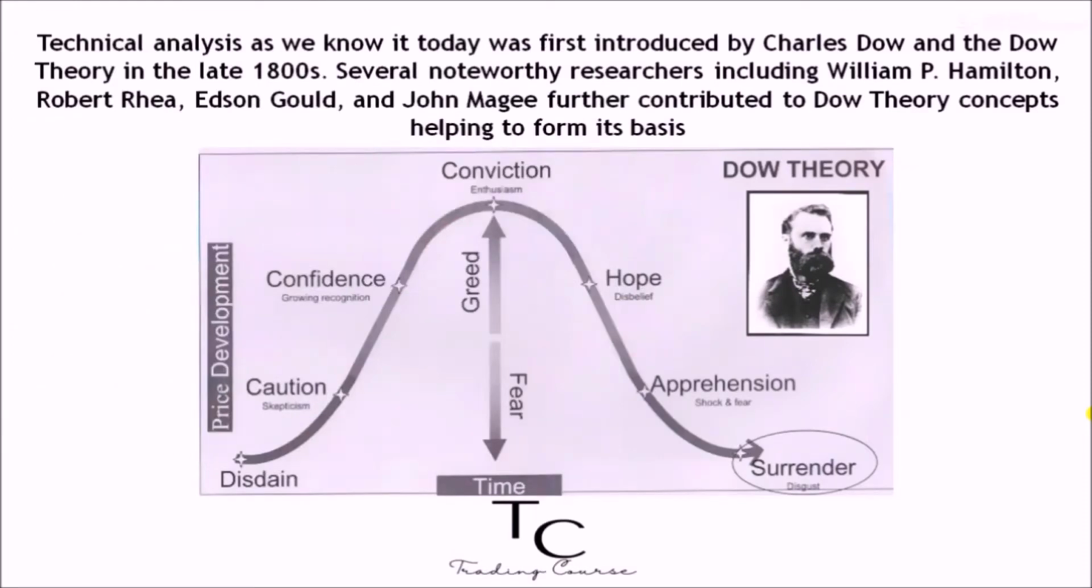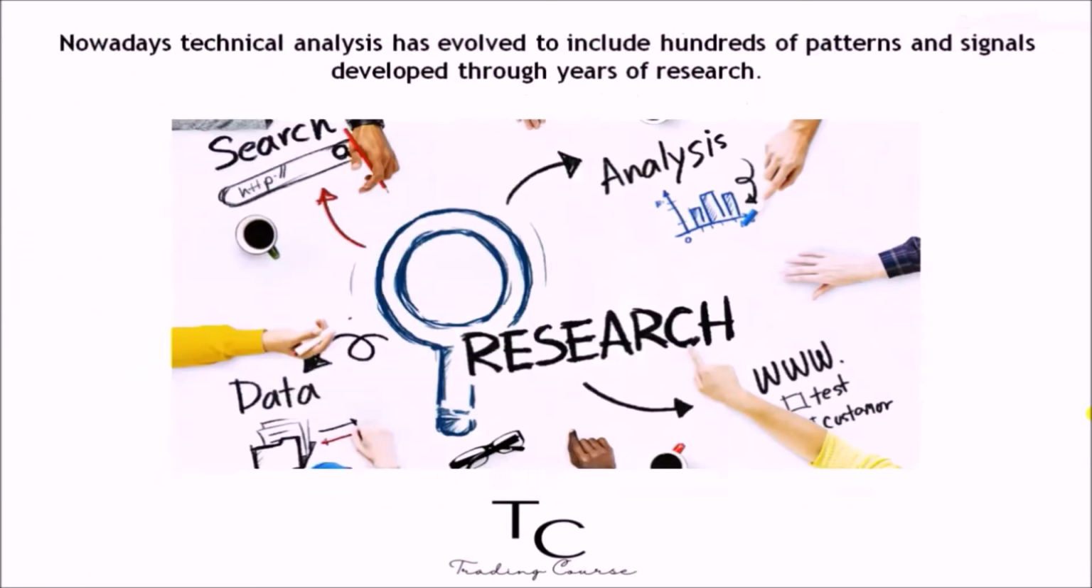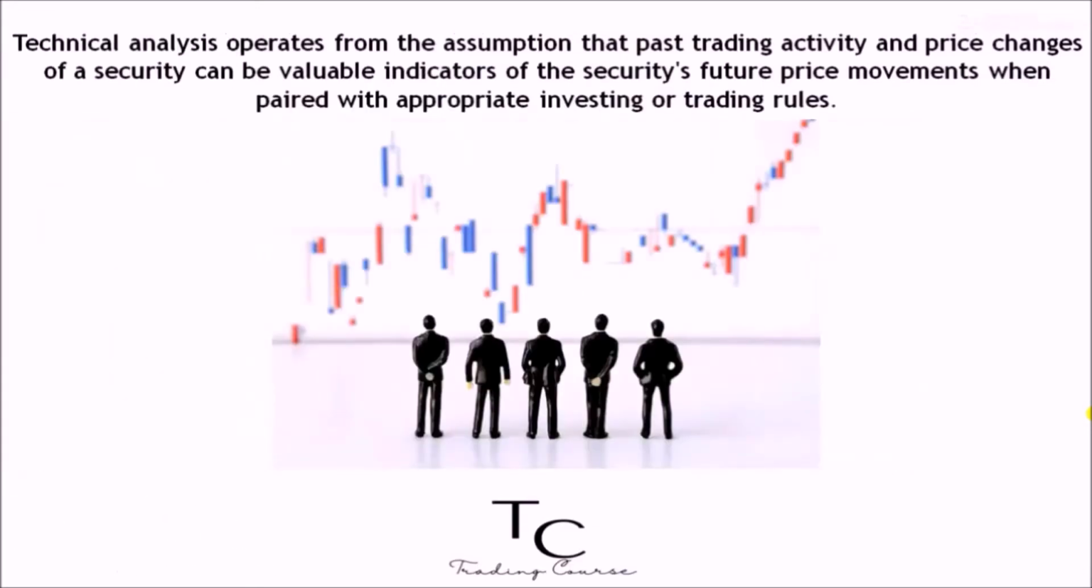Technical analysis as we know it today was first introduced by Charles Dow and the Dow theory in the late 1800s. Several noteworthy researchers including William P. Hamilton, Robert Rhea, Edson Gould, and John McGee further contributed to Dow theory concepts, helping to form its basis. Nowadays, technical analysis has evolved to include hundreds of patterns and signals developed through years of research.